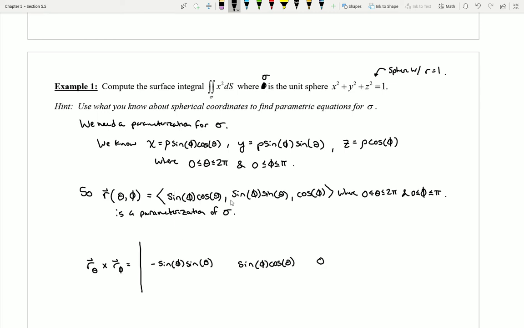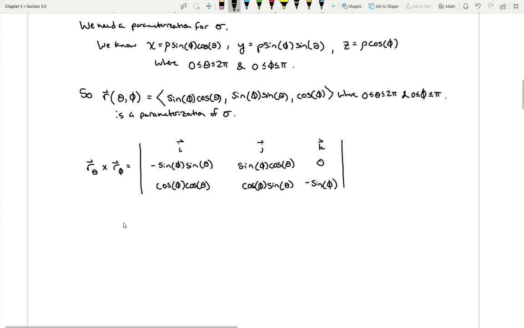If I was to go through and do my partials with respect to phi, I'm going to end up with cosine phi cosine theta. I'm going to end up with cosine phi sine theta, and then I'll end up with negative sine phi. Of course, then I'll have my i, my j, and my k, and my cross products ready to be calculated.